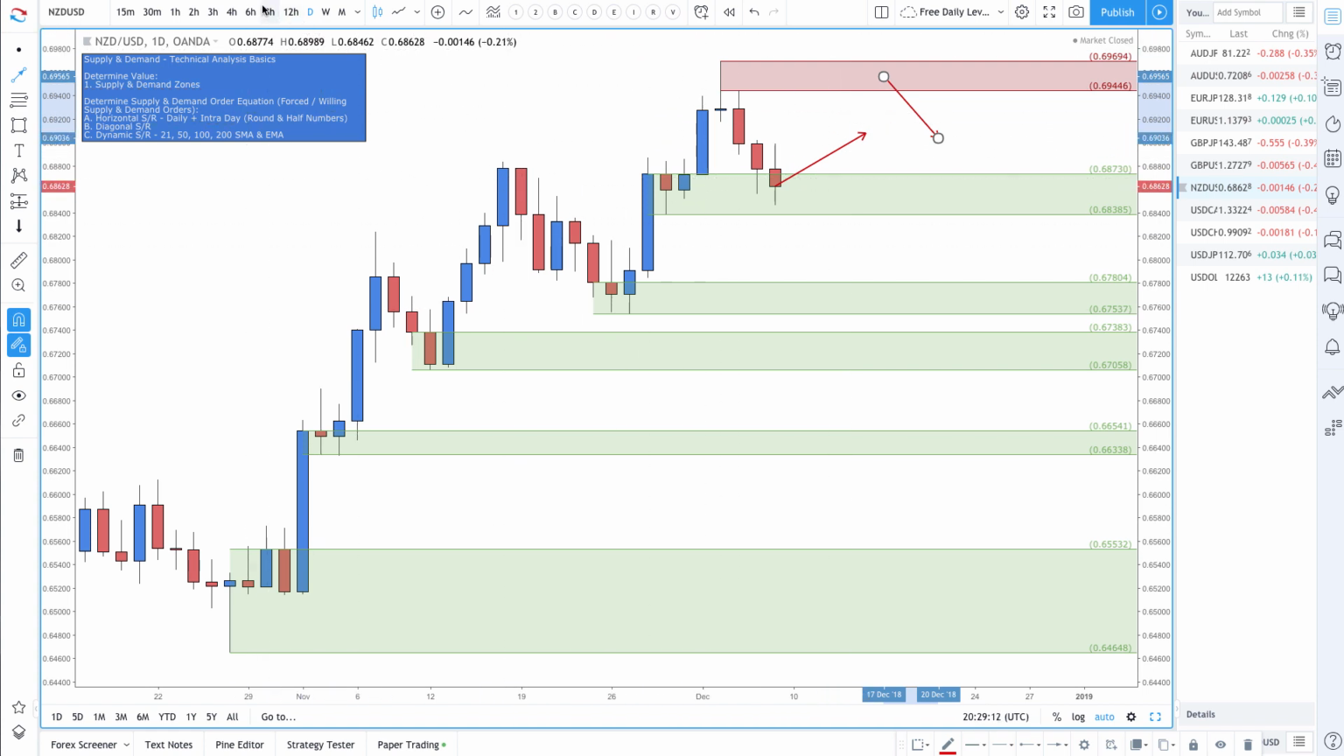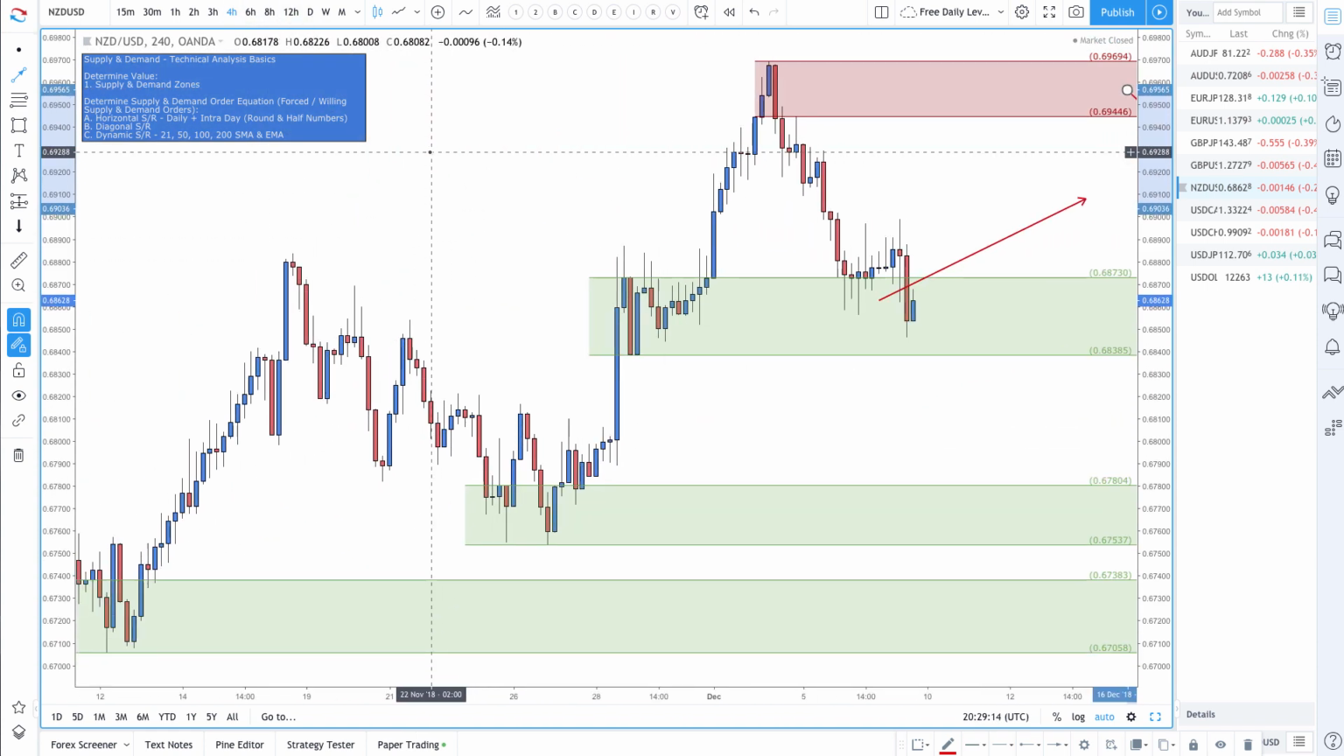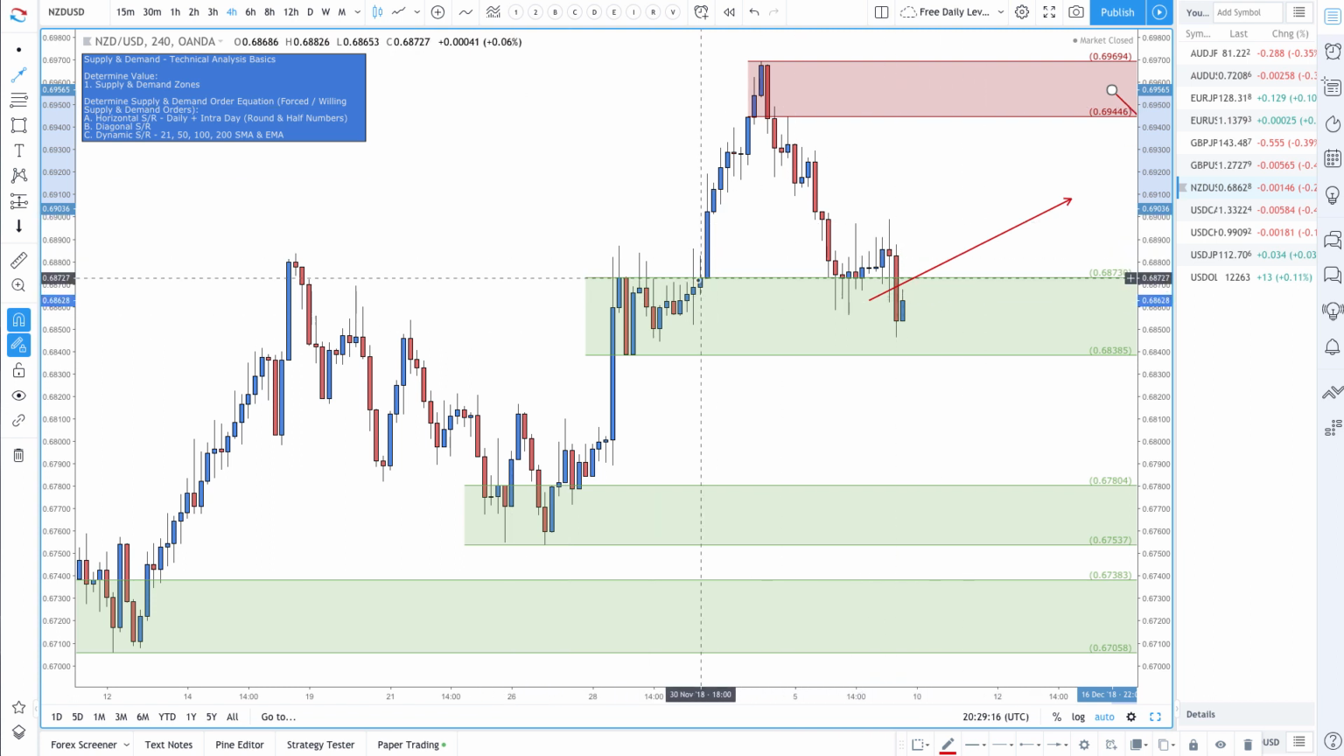And if you do zoom down into something like a 4-hour chart, a lower time frame chart, you can see where obviously this was deemed quite a bargain area for the US dollar, right? An expensive area for the New Zealand dollar, and obviously prices have sold off. So potentially we could see a reaction if prices do come back up here to this supply zone.